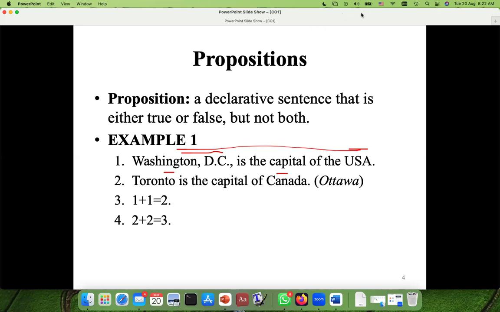Yes, it's going on. So Toronto is the capital of Canada. It's false. Toronto is not the capital; Ottawa is the capital. But this sentence is false. And what is the definition of proposition? True or false. So now this sentence is a proposition or not? Proposition.